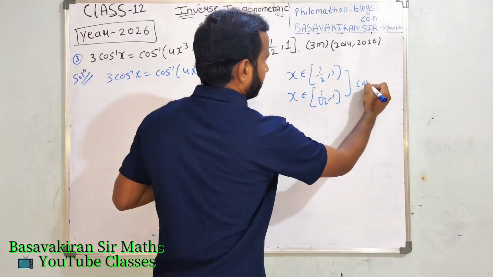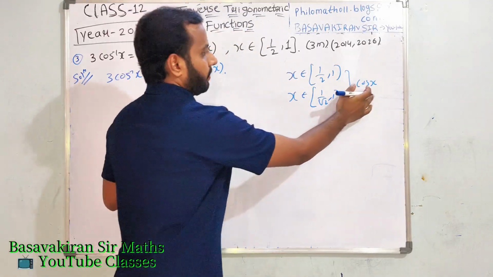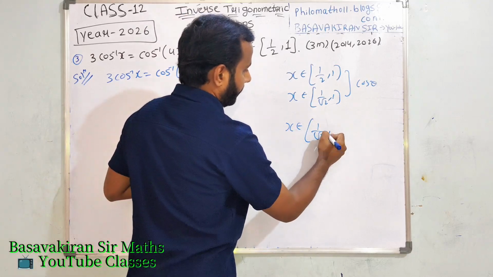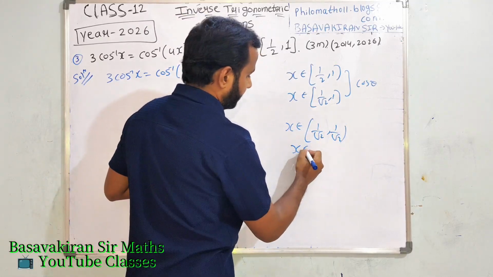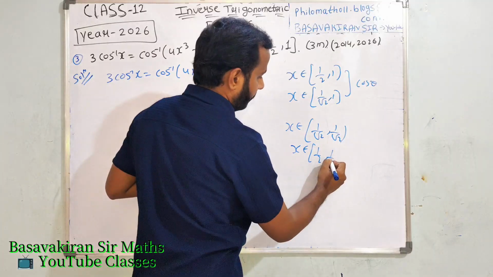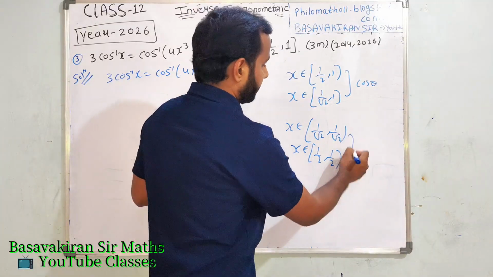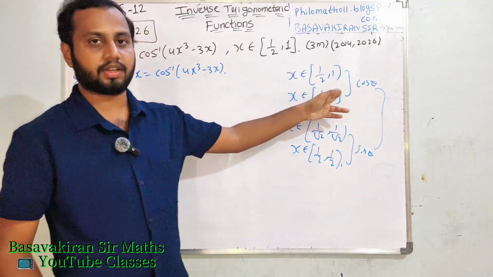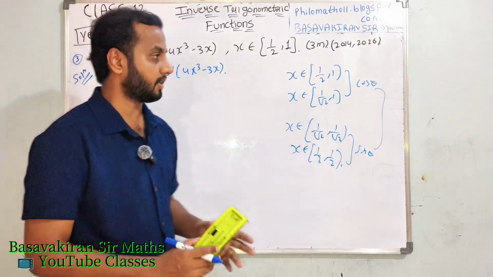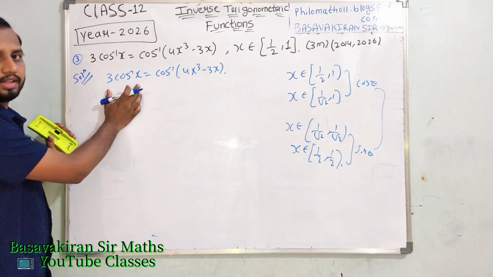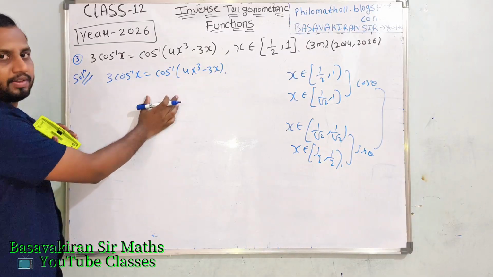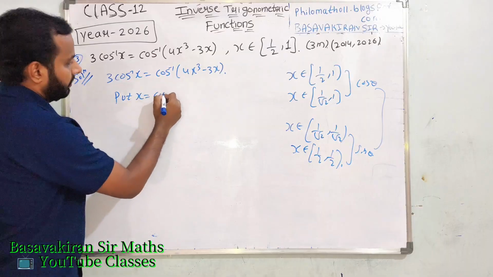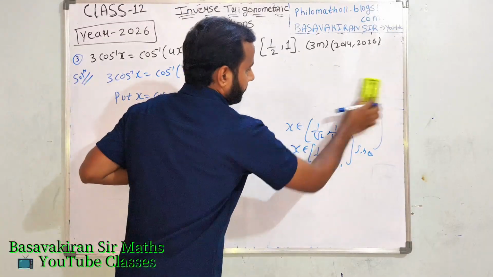Here I will go with the substitution x equals cos theta. Whenever x belongs to minus 1 by root 2 comma 1 by root 2, otherwise x belongs to minus 1 by 2 comma 1 by 2, then I will go with the substitution of sin theta. If this method, use cos theta; if the other method, use sin theta. Otherwise, on the left hand side there is cos theta, so I need to make the right hand side also in terms of cos only. So put x equals cos theta.